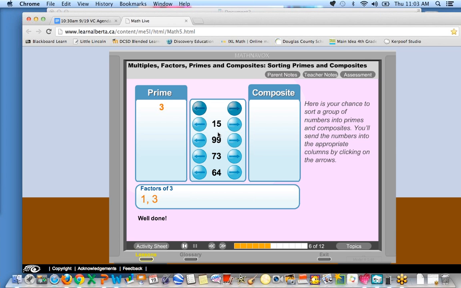15, prime or composite? 1 times 15? But what about 3 times 5? It has more factors, so here you go. It has to be composite.